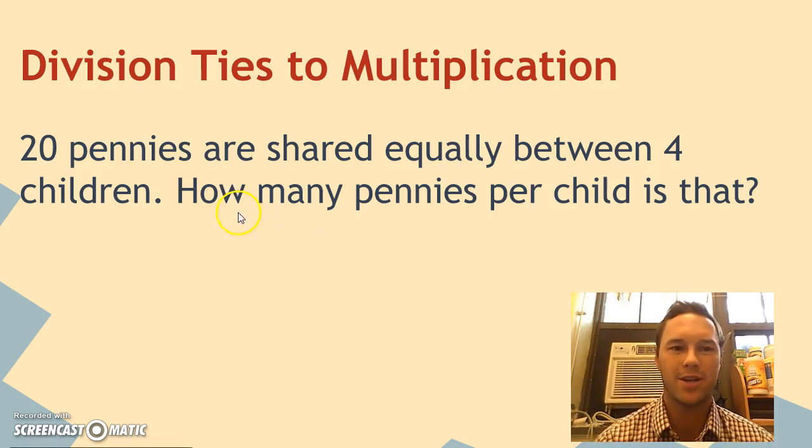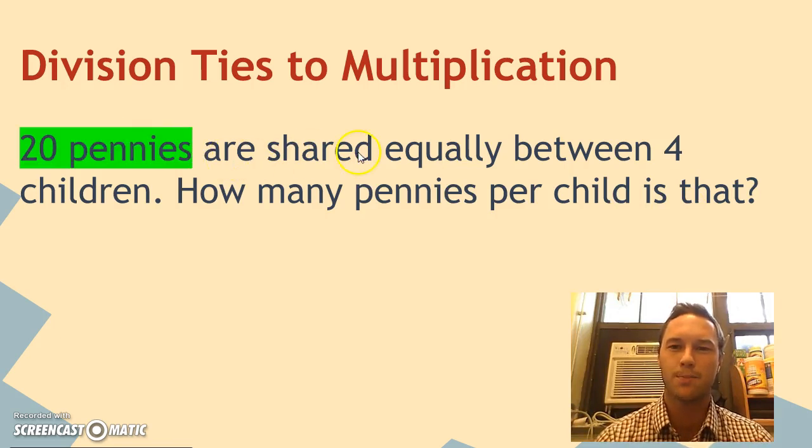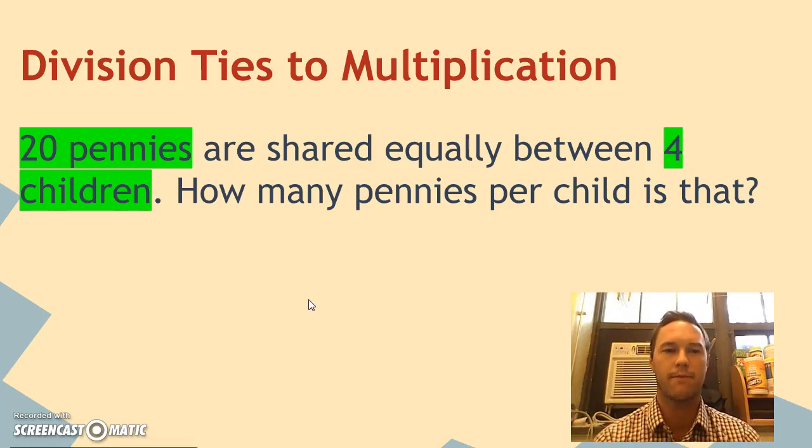And today we're going to look at this, and this is a really important part. 20 pennies are shared equally between 4 children. How many pennies per child is that? So we have 20 pennies, and we're splitting them up between 4 children. So we've still got 4 children, but this time it's going to be 20 pennies.